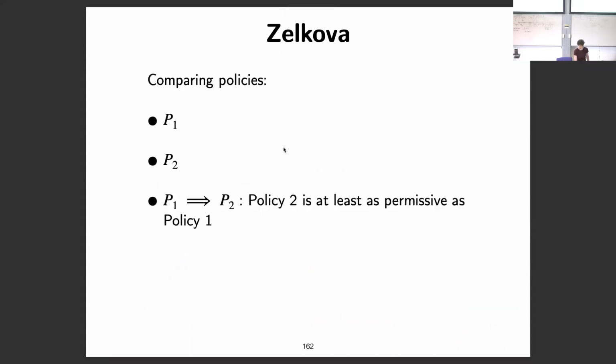So what do we do? Basically Amazon are checking the permissiveness of your policies, and they're doing this by comparing two policies. They're taking P1 and P2, and they're saying, okay, if P1 implies P2, then that means that policy 2 is at least as permissive as policy 1. So everything you can do in P1 is allowed in P2. So anyone who can access P1 can also access P2. So it's just a permissiveness comparison.